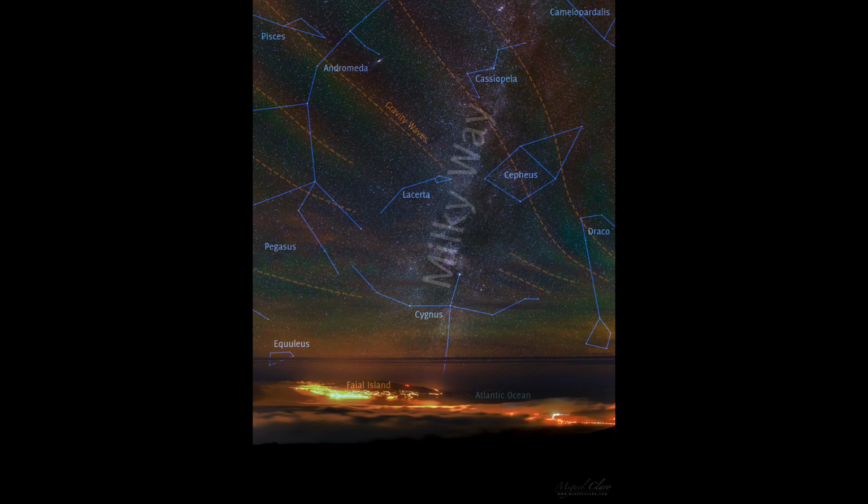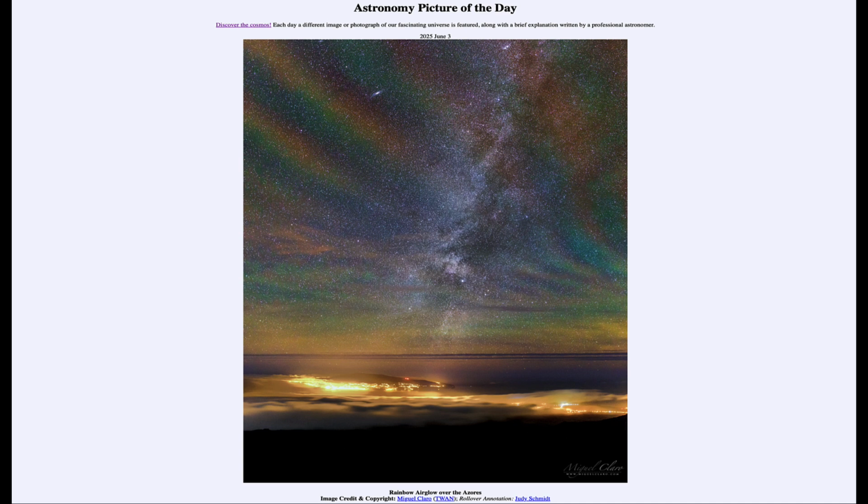So not only do we see the gravity waves as well as the various different sky glows, including what is called airglow in the sky, but we also get to see highlighted a number of the different constellations identifying the specific portion of the sky that we are looking at today. So that was our picture of the day for June 3rd of 2025. It was titled Rainbow Airglow over the Azores.